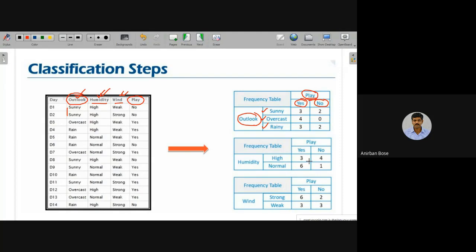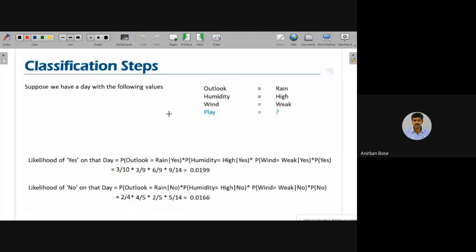So what kind of problem will be asked? Maybe at the end the problem will be like this: suppose the chances of rain is there, humidity is high, and the wind is weak, then you have to take a decision whether there will be play or not. So this is the problem. For that, you have to find out the total probability of whether the game will take place or not.